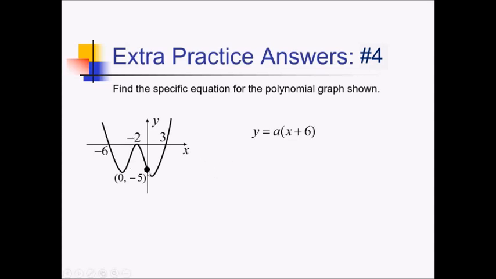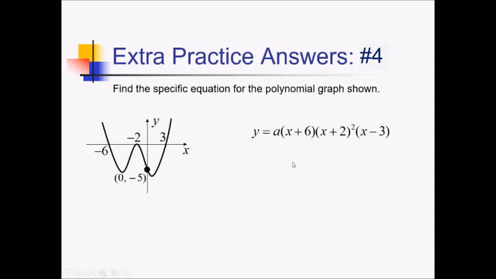Next, we're going through negative 2. We're bouncing off of that. So that's going to be an x plus 2. And since we're bouncing, that's a double root. So we have x plus 2 quantity squared. And then finally, we're crossing straight through 3. So that's just x minus 3, again, with the first power, just like our first factor of x plus 6.